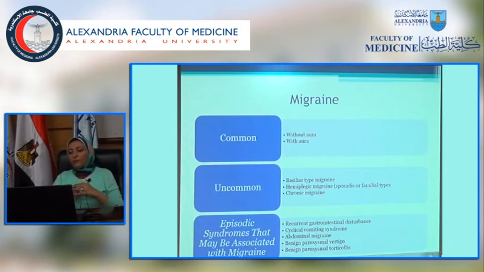I will give you an example: cyclic vomiting. This child usually complains that every 3 weeks, for example, the child goes into episodes of severe vomiting. Sometimes it leads to severe dehydration, and sometimes it even needs intravenous fluids. It lasts for 3 to 5 days, and then the child goes back to normal and is completely free in between. This is recurrence. It is not necessarily at a regular interval. It could be every month, every 2 months, or at regular intervals. This is one of the episodic syndromes that might be associated with headaches.